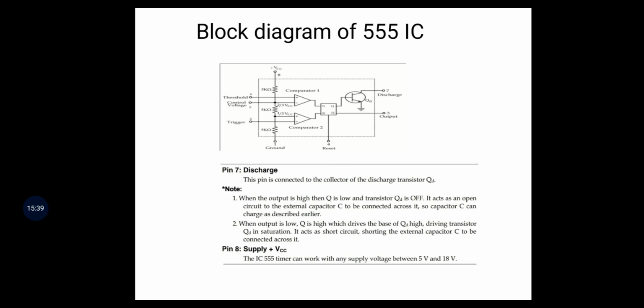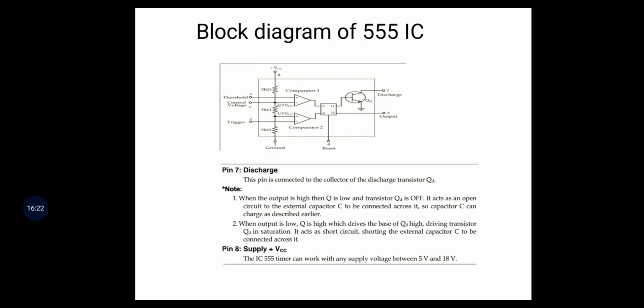Next, pin 7. Pin 7 is the discharge pin. This pin is connected to the collector of the discharge transistor QD. Here QD is the discharge transistor, and this is the 7th pin. When the output is high, then Q is low and transistor QD is off. It acts as an open circuit to the external capacitor connected across it. So capacitor C can charge.